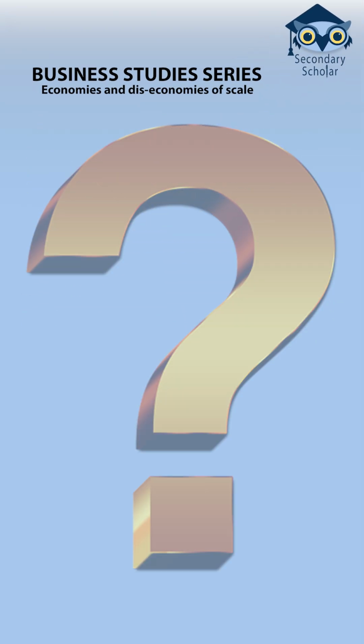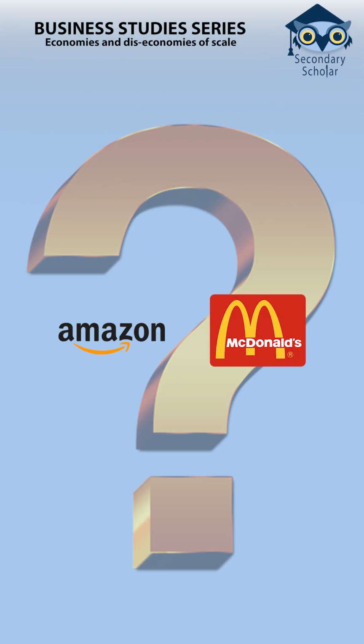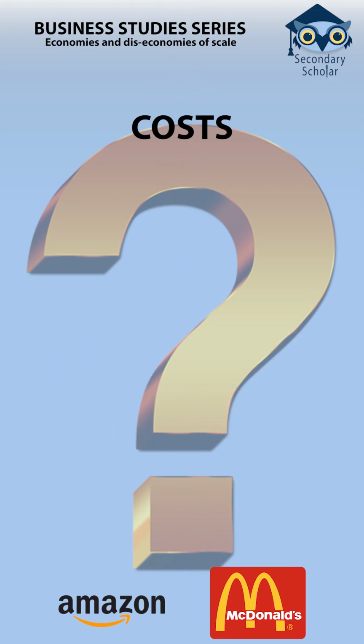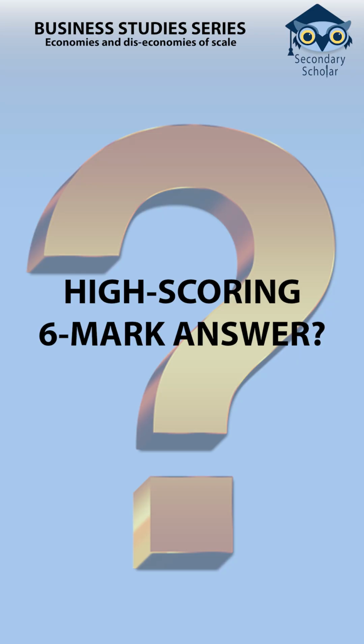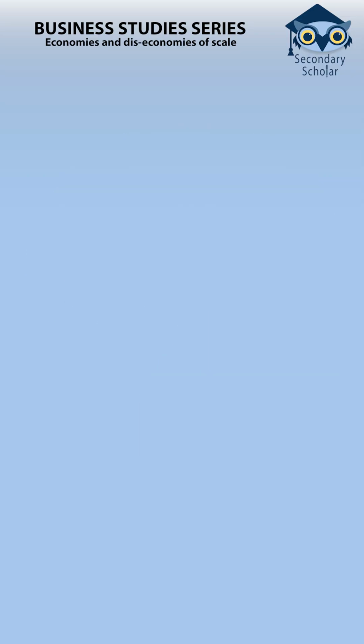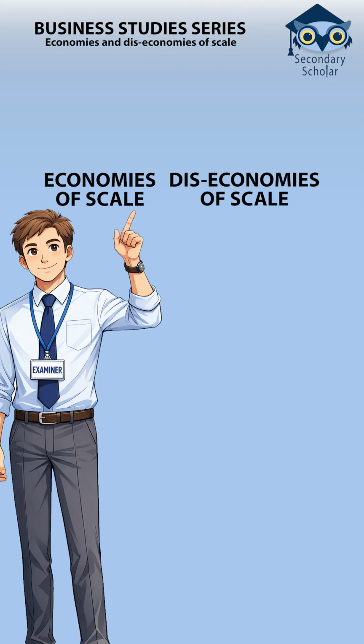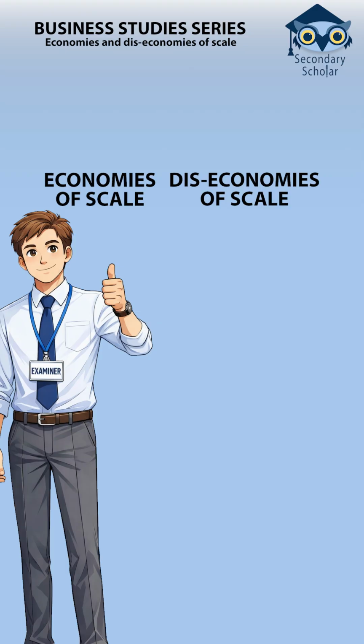Why do massive companies like Amazon or McDonald's often have lower costs than small independent businesses? And more importantly, how can you turn that idea into a high-scoring 6-mark answer? In this video, I'll explain economies of scale, diseconomies of scale, give you real examples, and show you how examiners expect you to apply your knowledge.